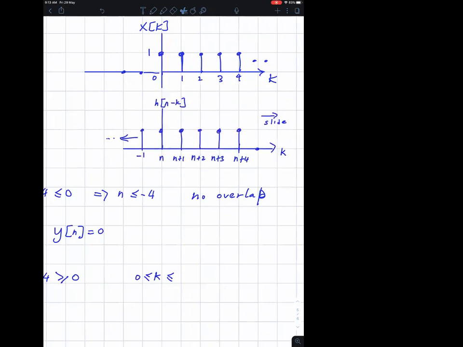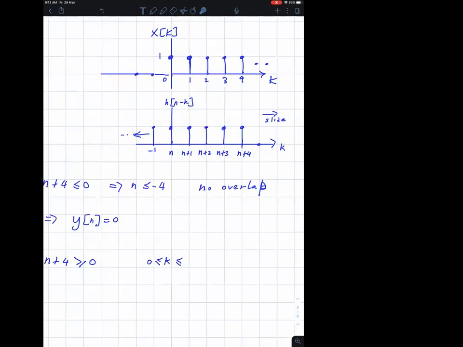If n is 10, then you can go until 14. When n is 100, then you go up to 400. If n is infinity, you can go up to infinity. So the upper limit is controlled by n plus 4.